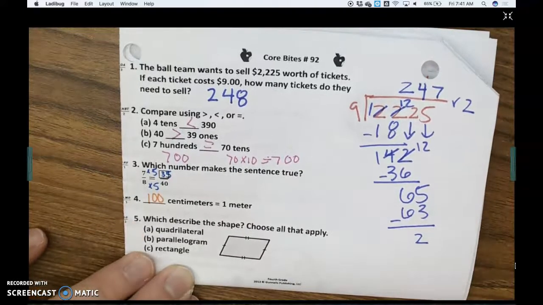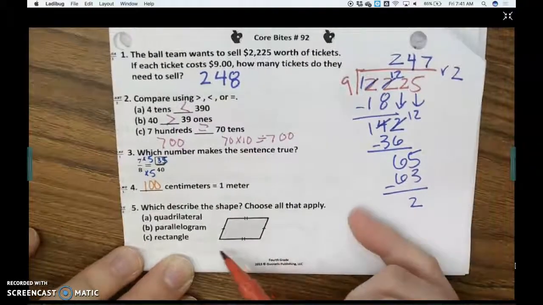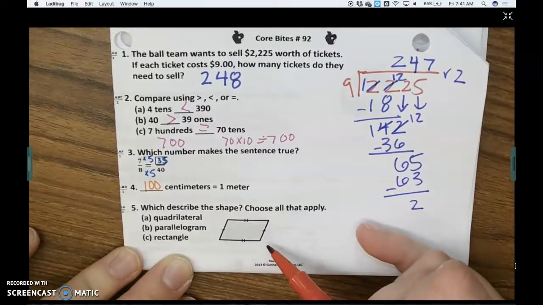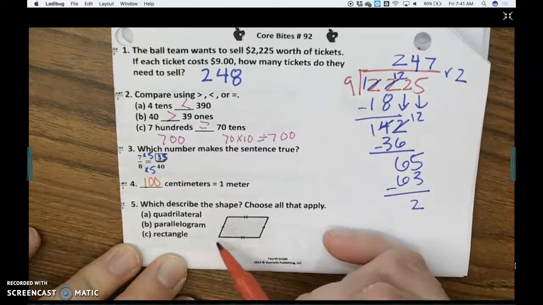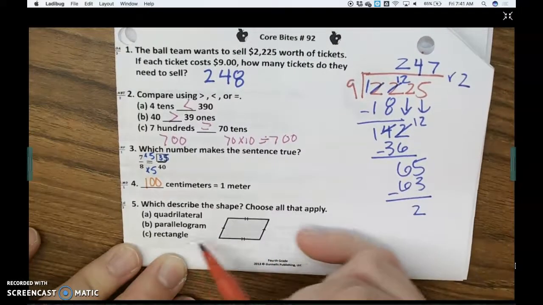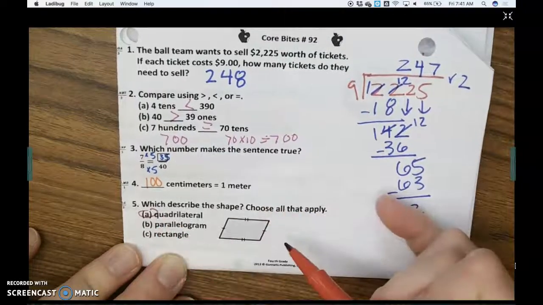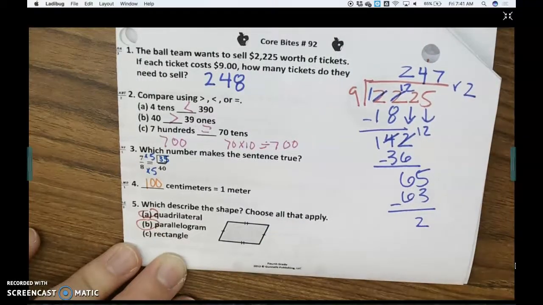And then for your last one, which describes the shape? Okay, so it is slanted. We do have 2 sets of sides that are congruent. So let's see. Okay, it's not a rectangle because it is slanted, right? So it can't be that, but it is a quadrilateral because it has 4 sides, and it is a parallelogram because it has 2 sets of parallel sides. So it could be A and B.